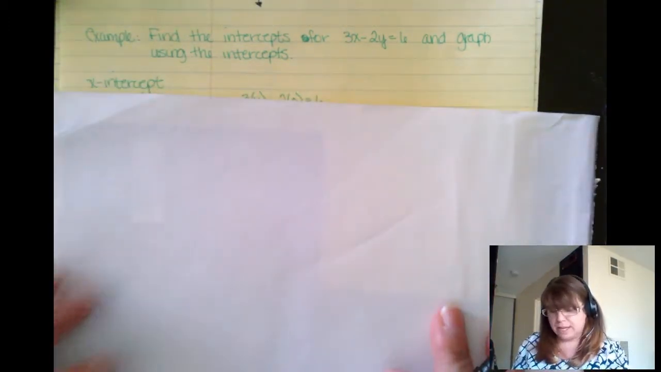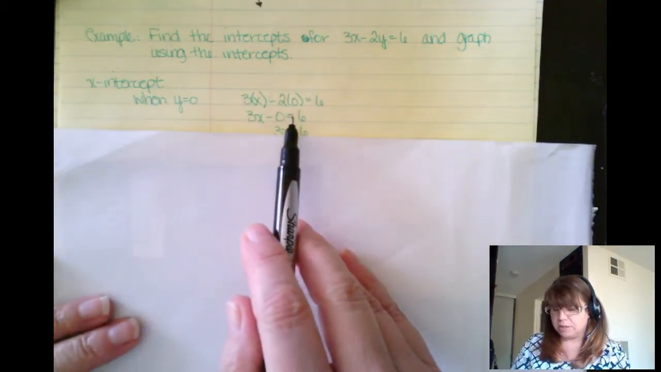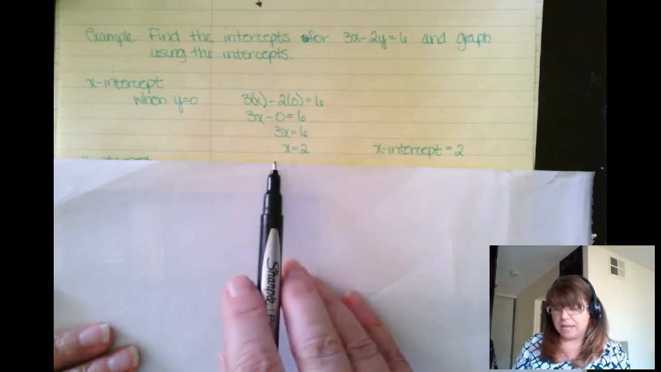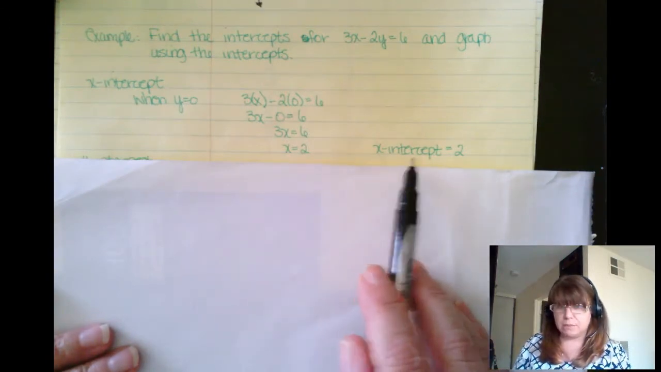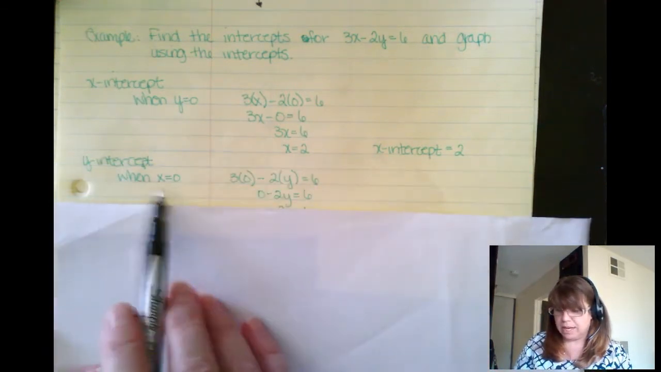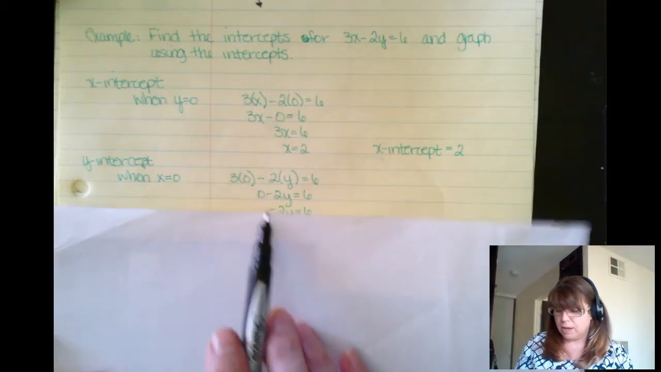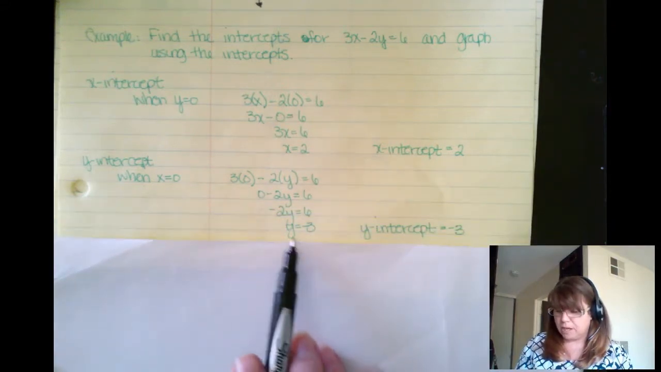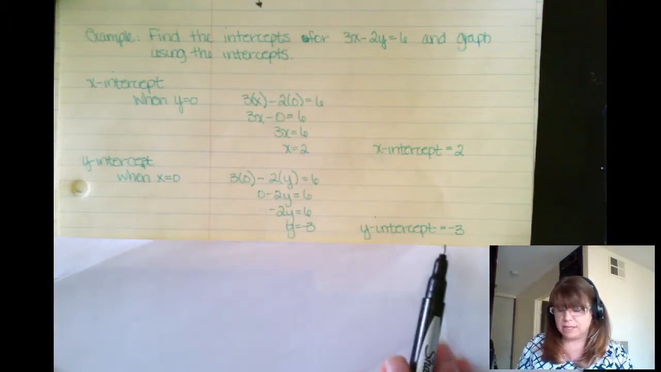So the x-intercept is when y equals 0. So let's plug in y equals 0 and solve for x. x equals 2. Therefore, the x-intercept equals 2. The y-intercept is when x equals 0. Plug in 0 wherever x is, solve for y, and y equals -3. So the y-intercept is -3.